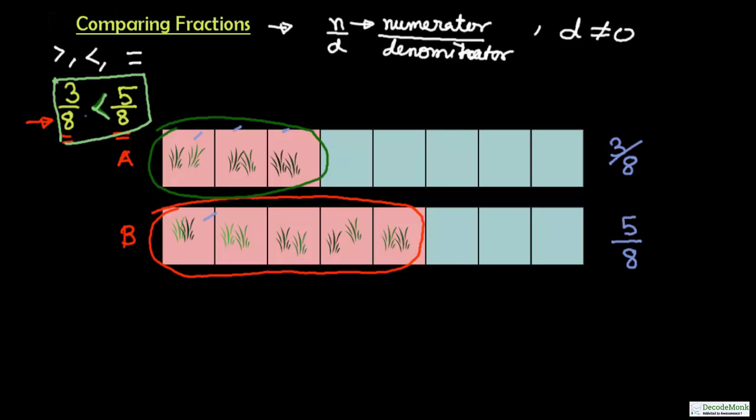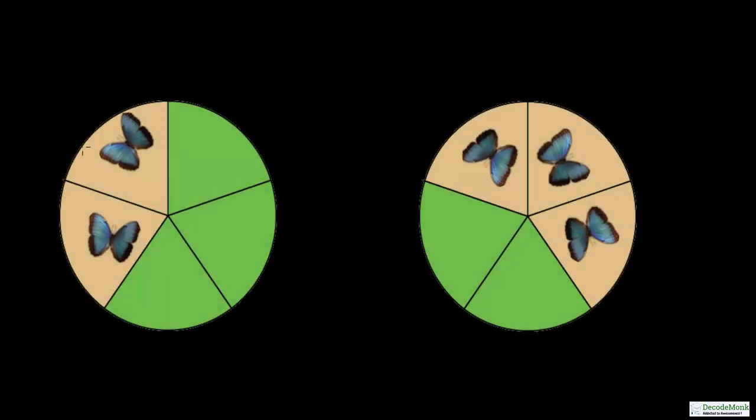Next, let us take one more example. This time I shall be representing fractions by circles. This is one circle, this is another circle. Both the circles are divided into 5 equal parts. 1, 2, 3, 4, 5. 1, 2, 3, 4, 5.